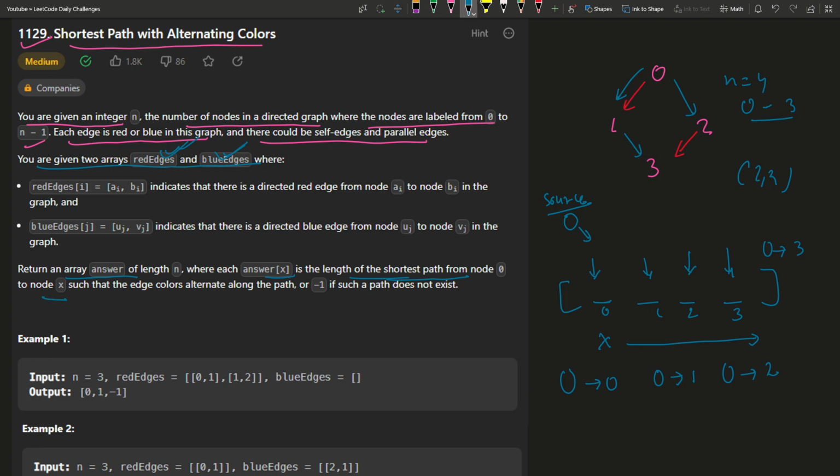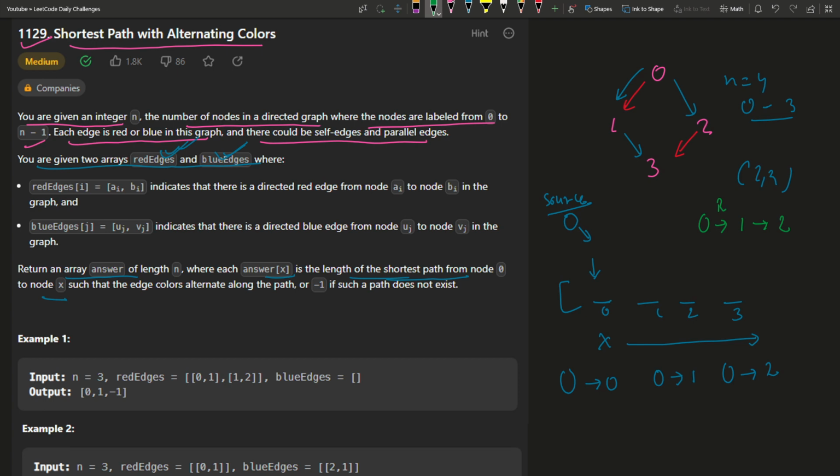But there is a condition. We can't take a path where we have two adjacent edges with the same color. Let me take a different color. If I'm taking the 0 to 1 edge in red color, again I have to take another edge that should be different from this red color. I can't take red color again and again, right? I can't take two adjacent sides with the same color. I have to take a different color, which means alternate the color. That's what the question says.